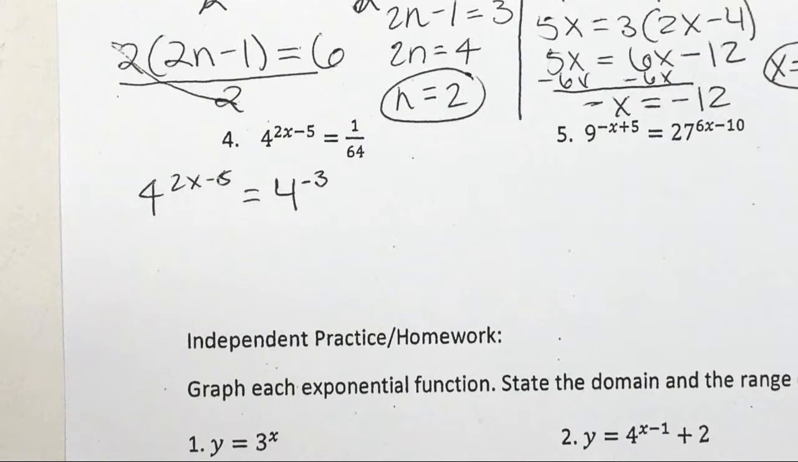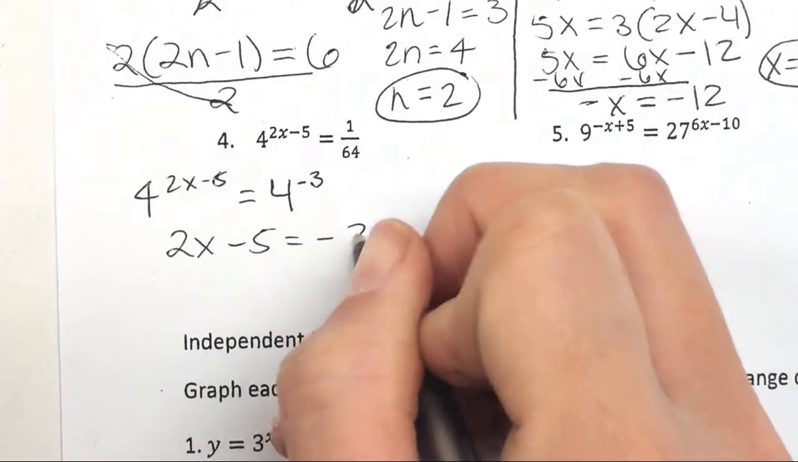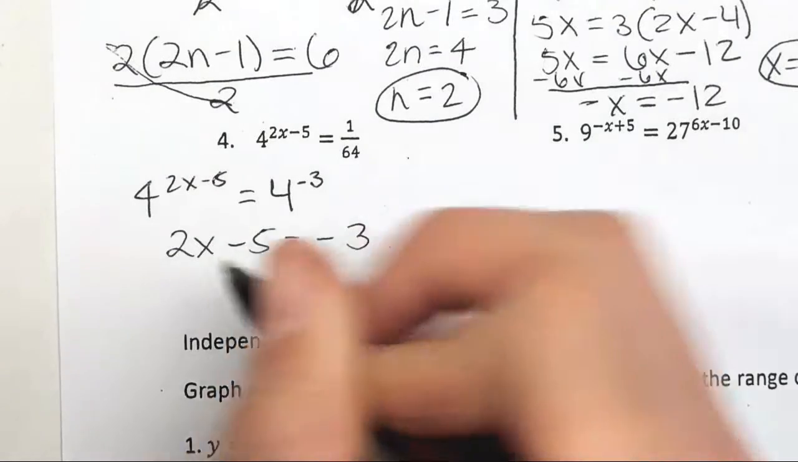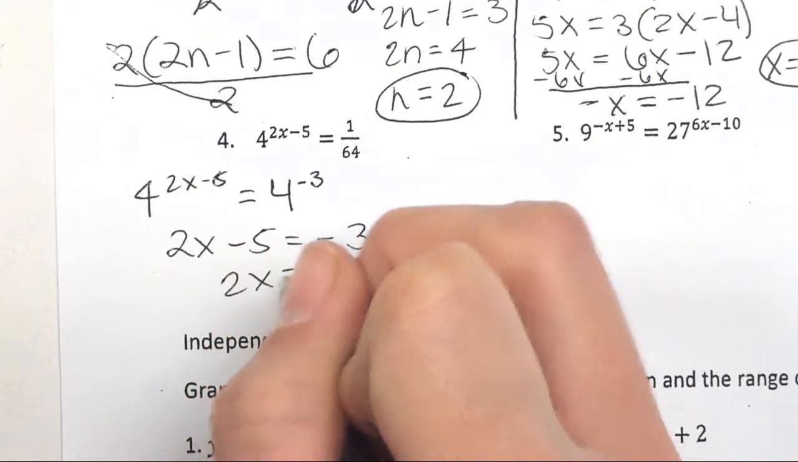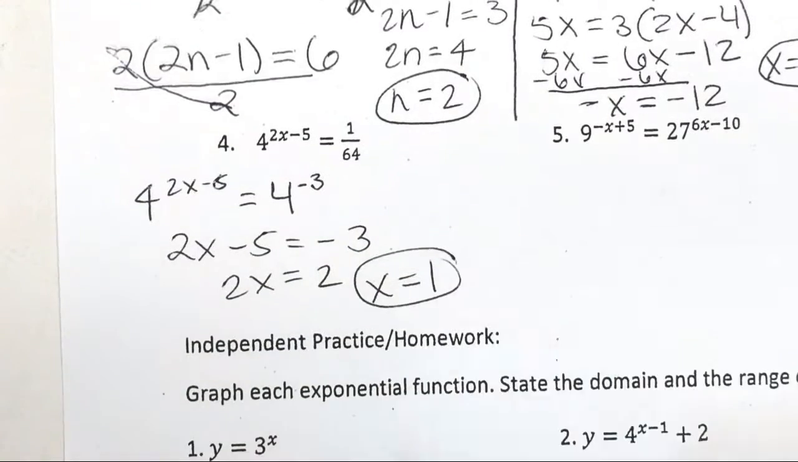Alright, so now we set them equal. So we'll have 2x minus 5 equals negative 3. And then we do what? Add 5, so we'll get 2x equals, so x equals, very good. Questions? Okay.